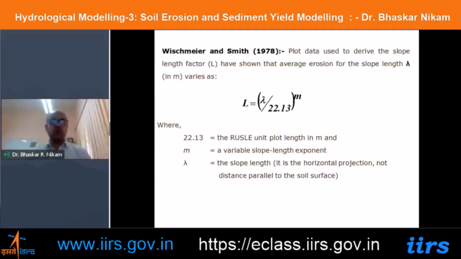We'll see in 2 or 3 slides. So the equation for slope length factor is slope length divided by 22.13 raised to this variable slope length exponent. Now you might wonder, what is this 22.13?